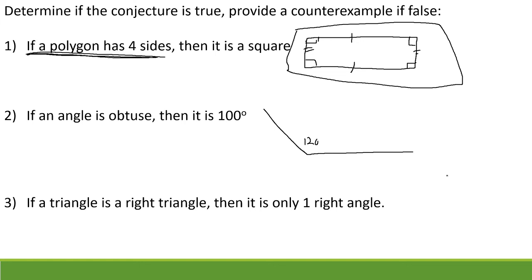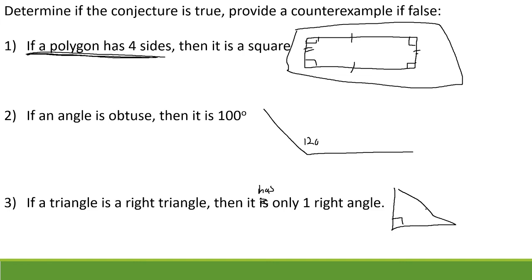If a triangle is a right triangle, then, sorry, it says then it has only one right angle. So then it has only one right angle. Well, let's draw a right triangle here. So here's a right triangle. Is there a way I can draw a right triangle that has more than one right angle?